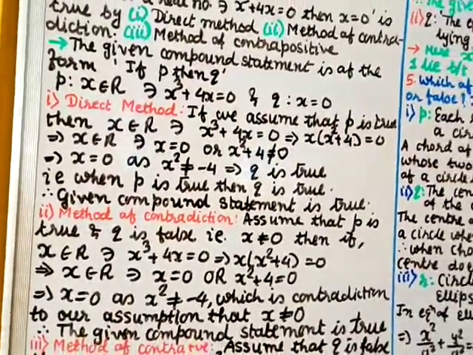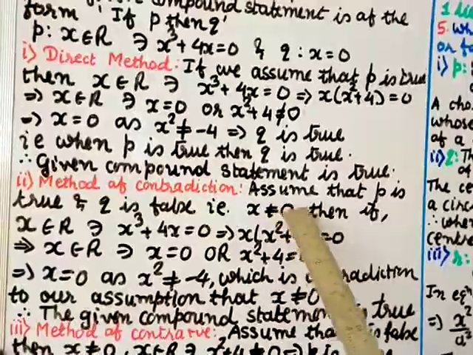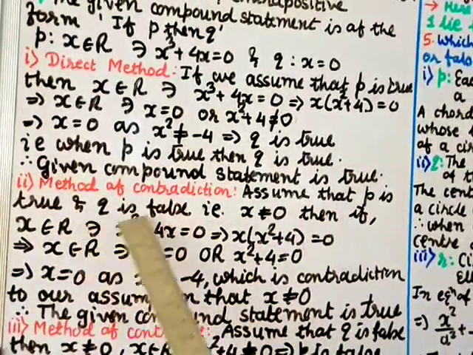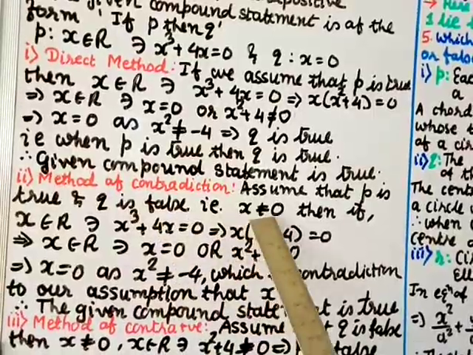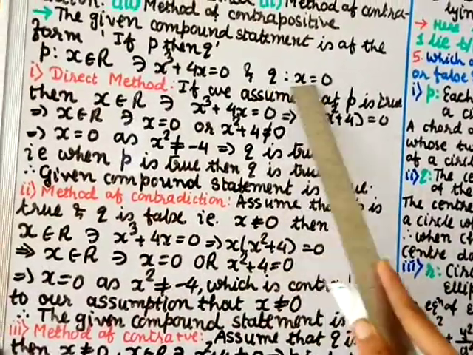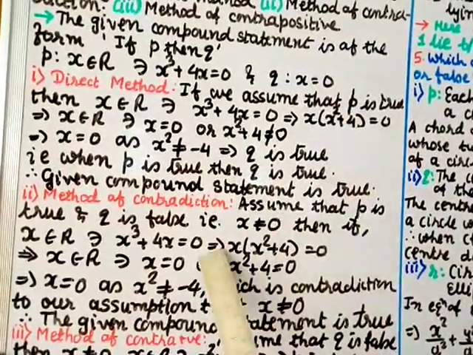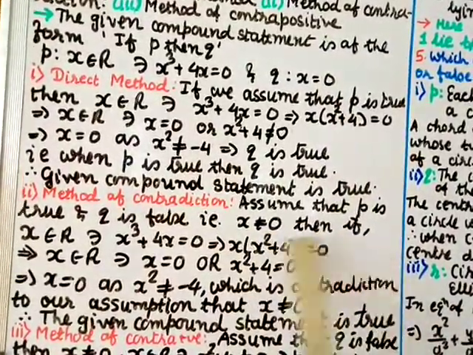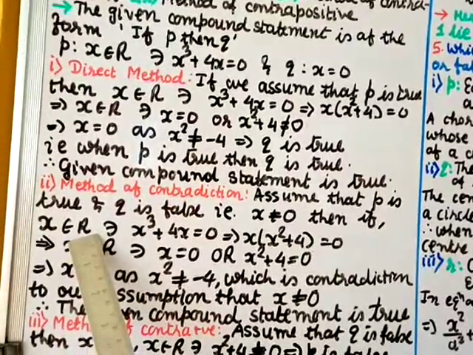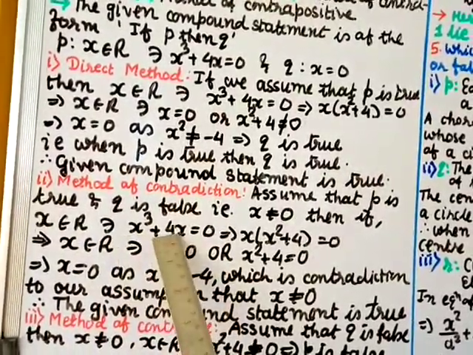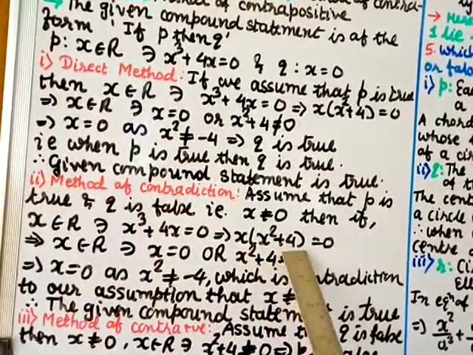Now the second method we'll use is contradiction. Assume that P is true and Q is false. If I assume that Q is false, that means x is not equal to 0, because x equal to 0 is true, right? And we are assuming that it is false. Then if x belongs to R, that is x is a real number such that x cube plus 4x equal to 0, from here take x common, so x into x square plus 4 equal to 0.